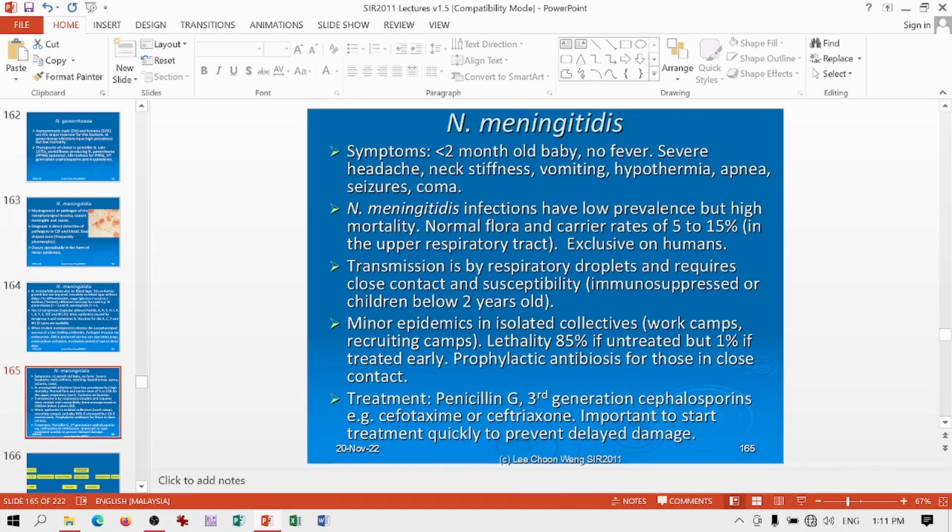Neisseria meningitidis has carrier rates of 5 to 15% and is exclusive to humans. Transmission is by respiratory droplets, and susceptibility is usually for the immune suppressed or children below 2 years old. Usually we get minor epidemics in work camps, recruiting camps, and army barracks. Lethality is 85% if untreated, but 1% if treated early. For treatment, we have penicillin G and also third generation cephalosporins. It's important to start treatment early to prevent delayed damage.